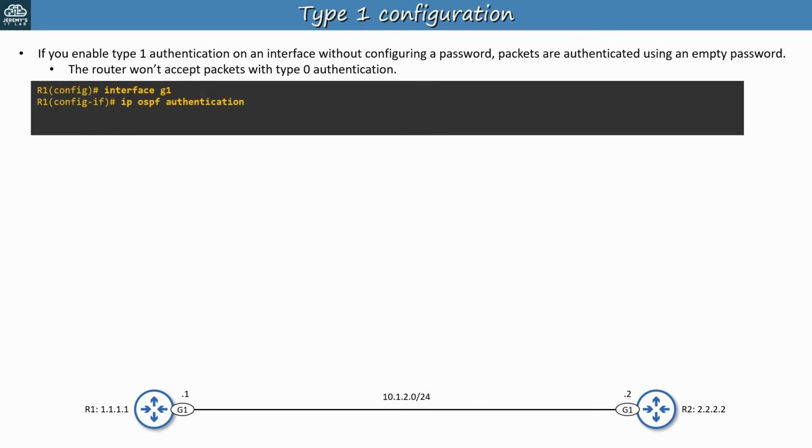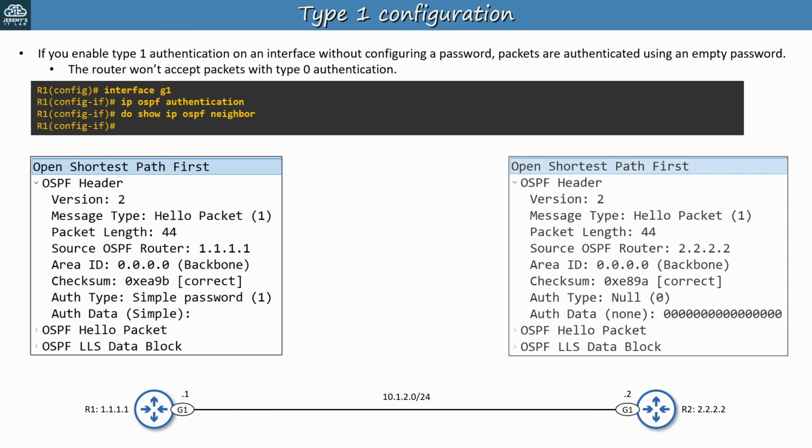Let's test. I removed the previous commands from R1 and R2, and then enabled Type 1 authentication on R1 only. As you can see, R1's neighbor table is empty. To see why, let's look at some packet captures. Here are the hello packets that R1 and R2 send. Notice that R1's header specifies Type 1 authentication, and R2 specifies Type 0. Because these don't match, they don't accept each other's hellos, so they don't become neighbors.